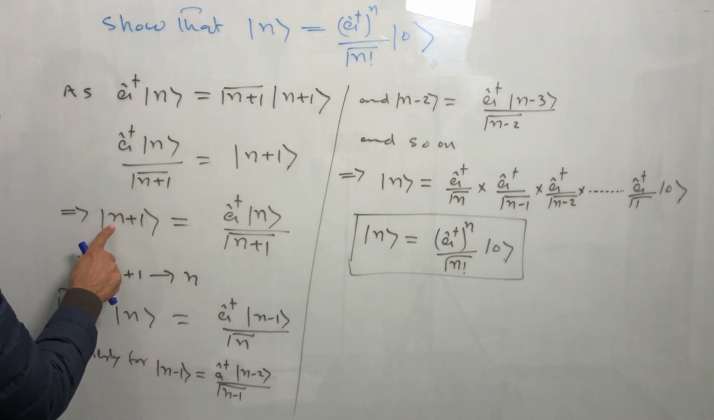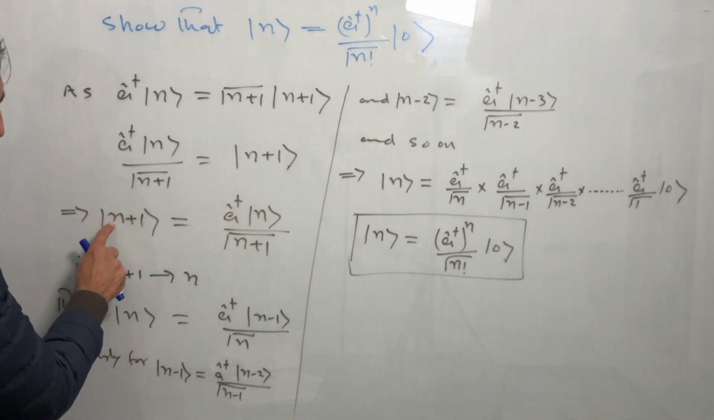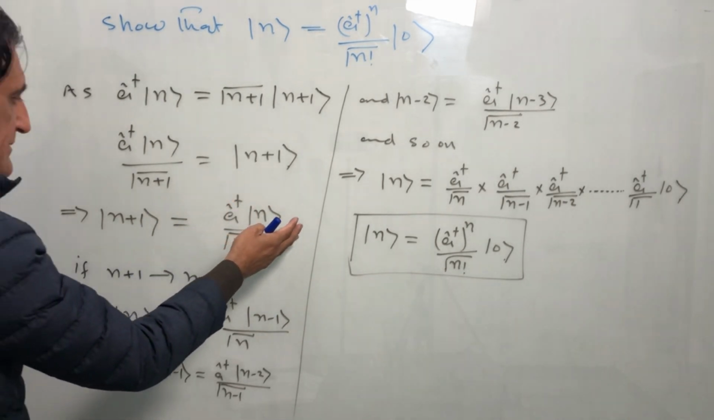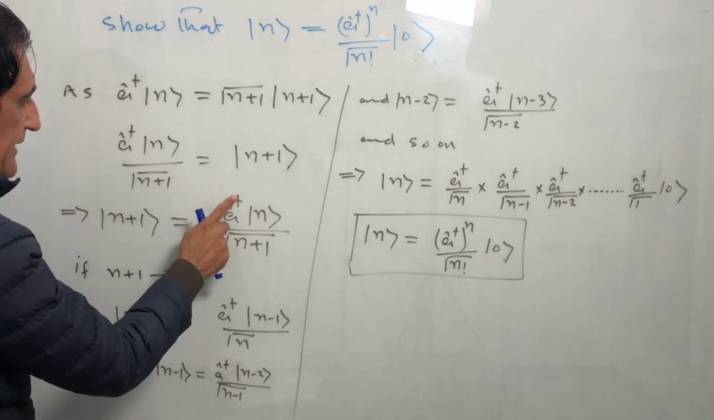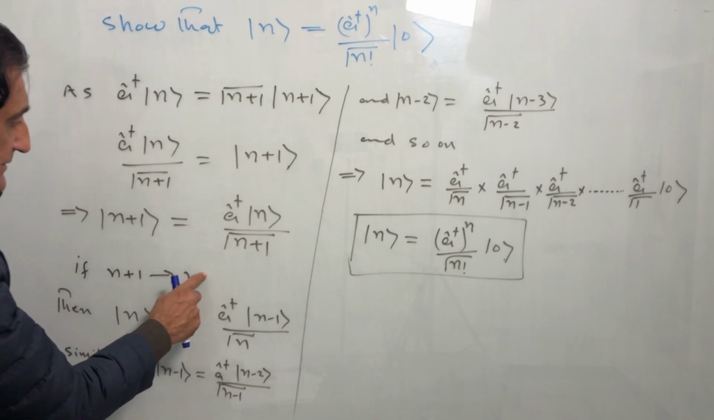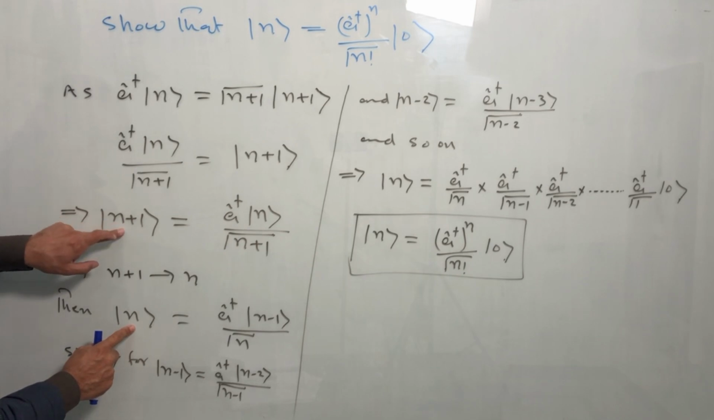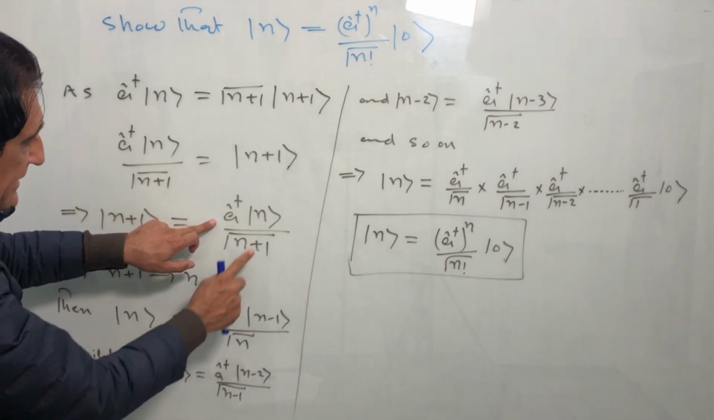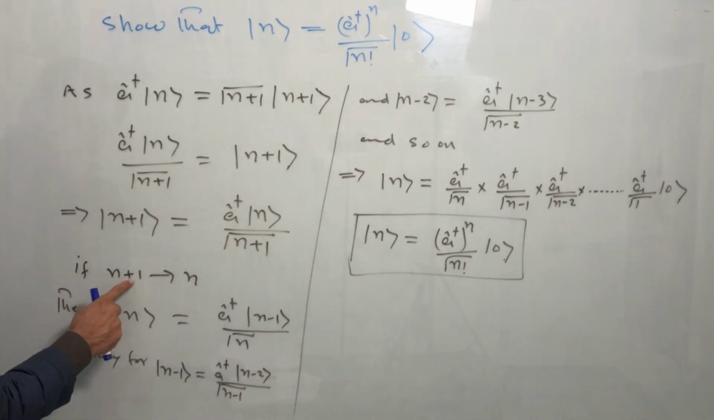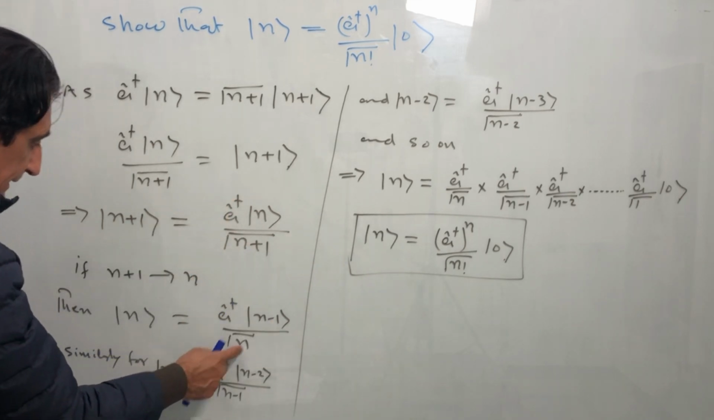And finally, if I write this expression in this form, because this is the left hand side, square root of n plus 1, and this term we can write at the right hand side. So a dagger n plus 1. Now if n plus 1 tends to n, then this expression becomes, because n plus 1 is equal to n, so this is n and a dagger as it is, and this n minus 1, because if we place n plus 1 is equal to n, then n must be n minus 1, and this is n.